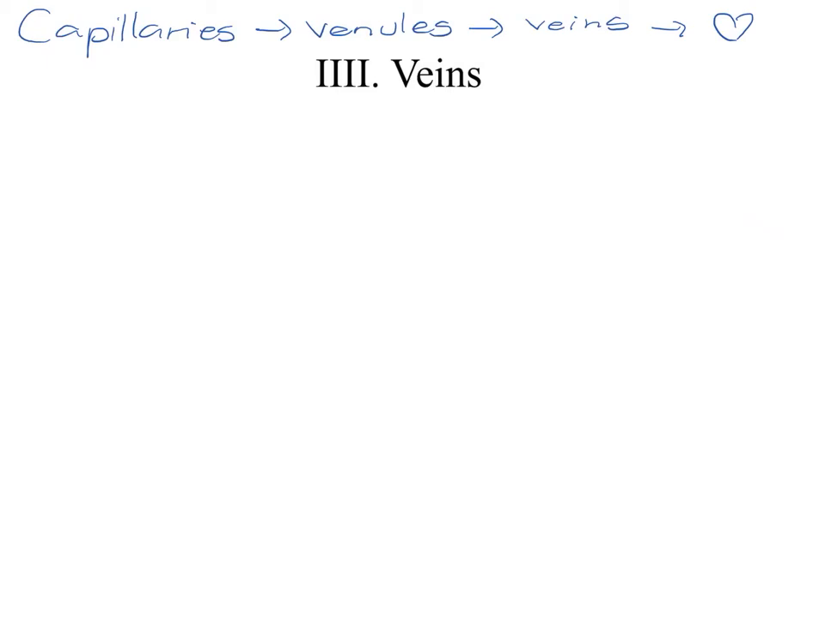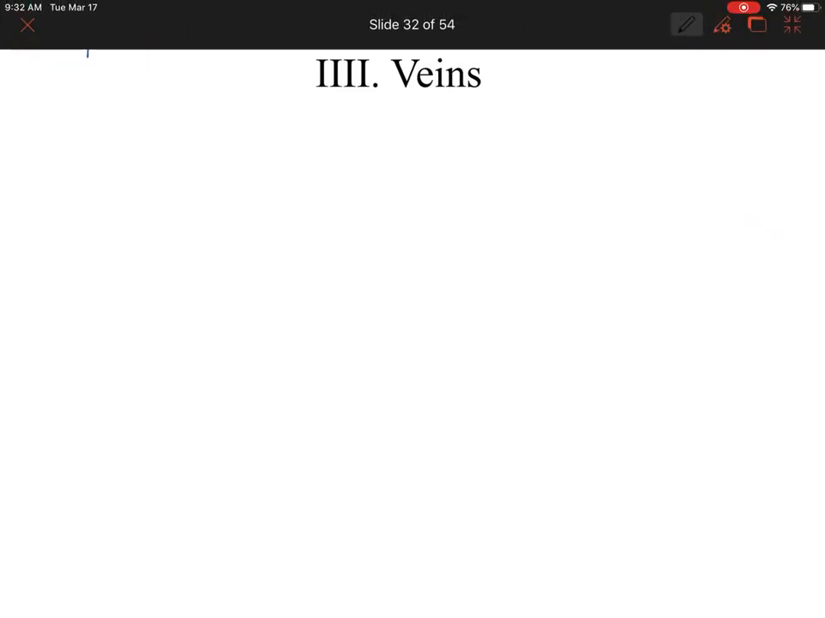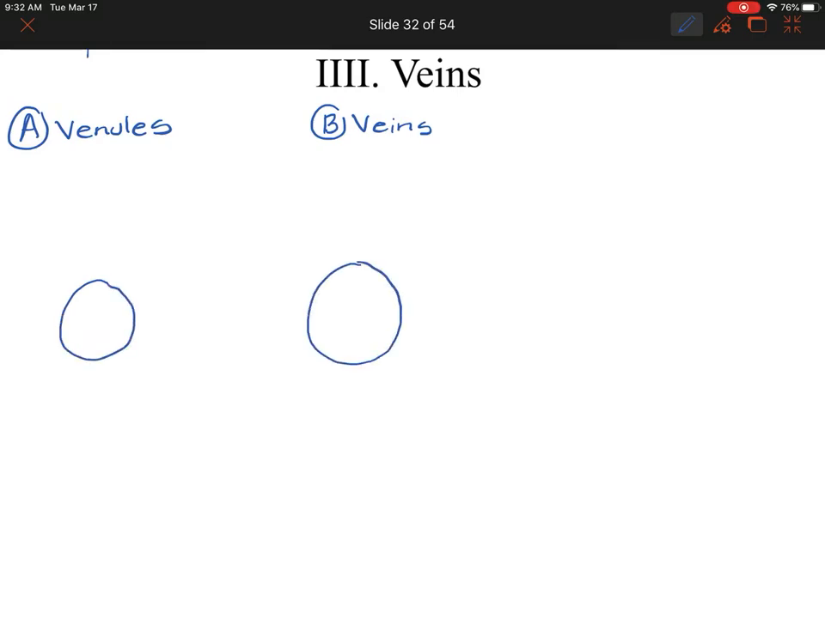If you remember last class, we ended by talking about the 5 major differences between arteries and veins. First was that veins had a larger lumen. So veins are larger than their accompanying arteries. Okay, so for veins, we have 2 types: venules and veins. Again, the first difference is that their lumens are larger, so these lumens would be larger than the accompanying arteries.